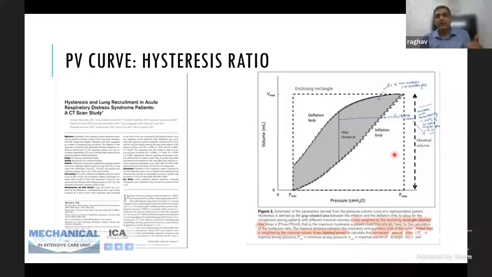The third is you can calculate the hysteresis ratio, which is nothing but the ratio of the maximum distance between the inspiratory and expiratory curve on a PV loop to the total volume. If this distance is more than 40% of the total volume, then we say that the patient is showing hysteresis and the lungs of the patient are recruitable. This has been validated against the gold standard, which is the CT scan, in this study.